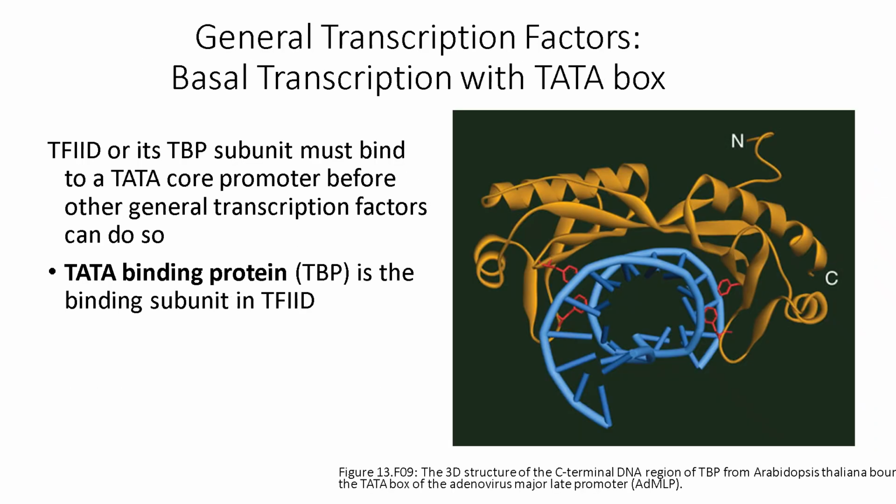When a gene contains a TATA box, the general transcription process begins with the binding of TFIID, specifically its TATA binding protein, TBP, subunit, to the TATA box. This interaction bends the DNA, allowing the recruitment of other transcription factors, including TFIIB, TFIIF, TFIIE, and TFIIH, along with RNA polymerase II, completing the pre-initiation complex. TFIIH's helicase and kinase activities are essential for DNA unwinding and CTD phosphorylation, which trigger transcription initiation.